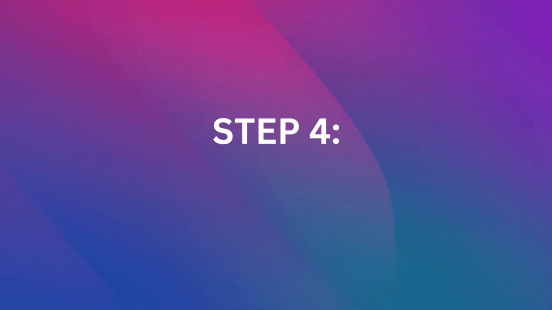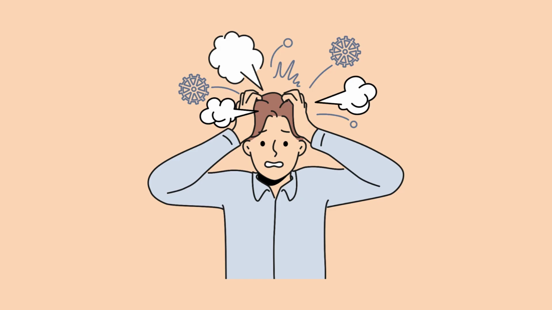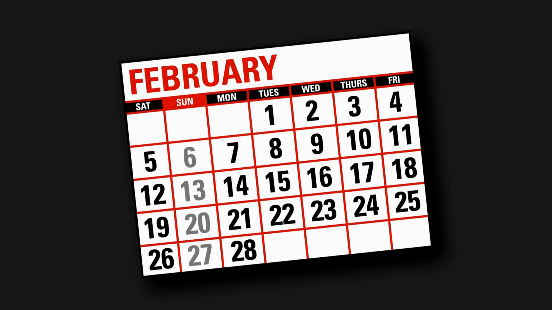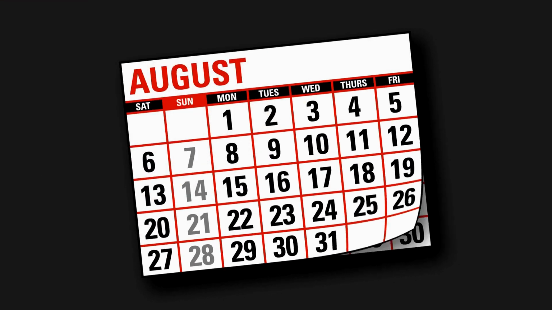Devise a short-term plan, listing practical steps you can take right now. To avoid becoming overwhelmed by how far you might have to go to reach your goal, set your plan to a manageable time frame, such as 1 year. Your list might read as follows.